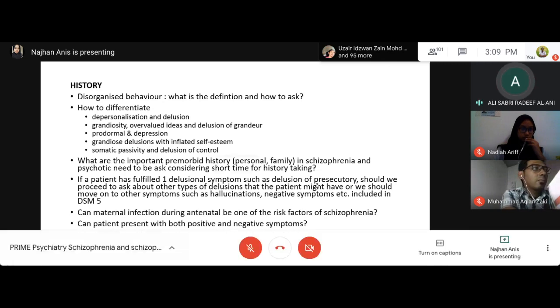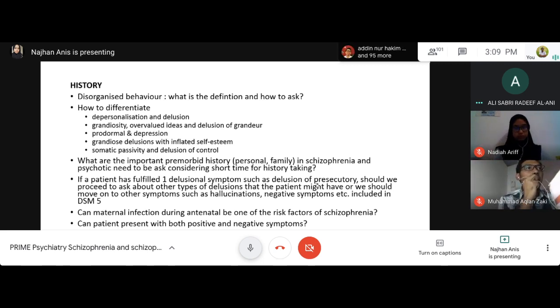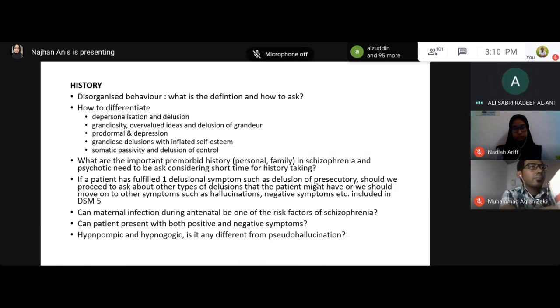Anybody can answer? Fixed false belief. A fixed false belief that is unshakable, built on inadequate ground, and runs contrary to the socio-cultural background of the patient. Okay, that's good, meaning that it is real for the patient, right? The patient has a disturbance in reality testing.